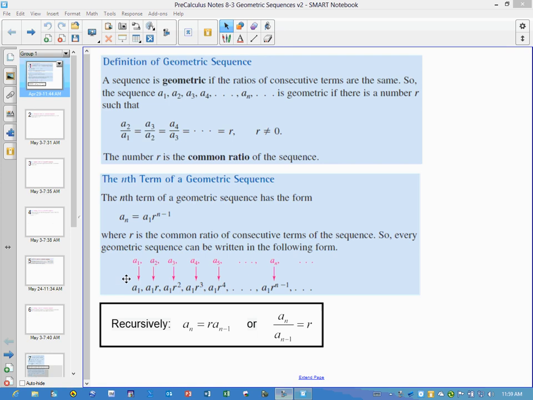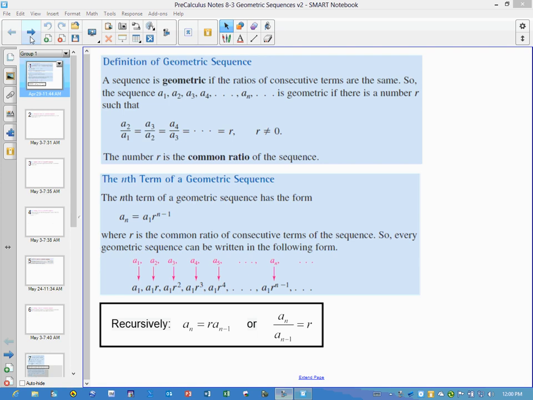So we can see that a sub 1 is our first term. Our second term would be a sub 1 times the common ratio. Our third term would be a sub 1 times two common ratios, etc. And of course, we can define this recursively by saying that any term in the sequence, a sub n, is simply the previous term, a sub n minus 1, times the common ratio. Or rearranged a little differently, like we saw right here, any term in the sequence divided by the term before it will give you the common ratio. So either of those two can be used to define it recursively.